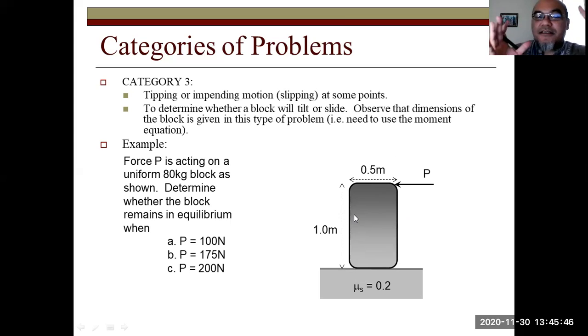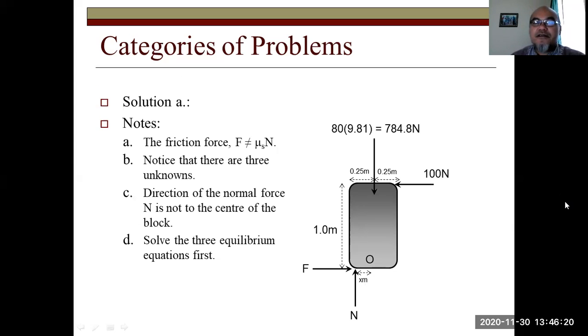So there are several conditions here. Whether it is slipping. Slipping means when it slides, yeah, the block slides on the surface of the floor. Or tipping. Tipping means it falls, yeah, the bottom part doesn't move, the upper part moves and rotates about the bottom surface. So it will tilt. So we are asked to determine whether such an object will tilt or slide, which one. So when P is these values, 100 Newton, 175 Newton, 200 Newton. Now, the first case, when P equals 100 Newton.